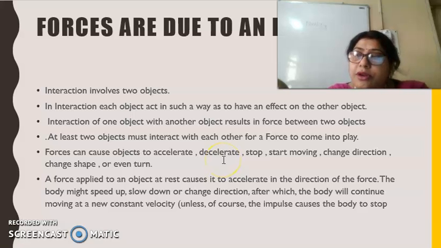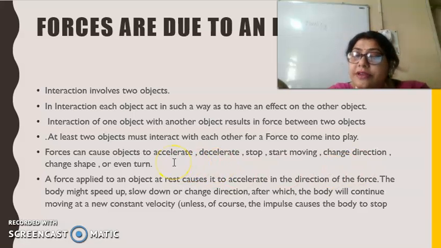Decelerate is just the opposite of accelerate. A body is moving and you are applying a force in the opposite direction, allowing the body to decrease its speed, or to make the body stop, or not allowing the body to move. So start moving, change direction, change shape, or even turn. These are actually what happens when you apply a force on a body.